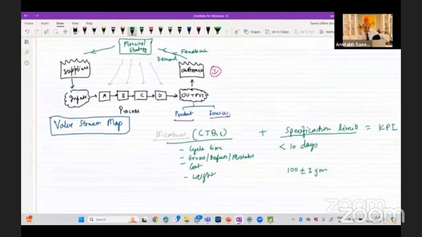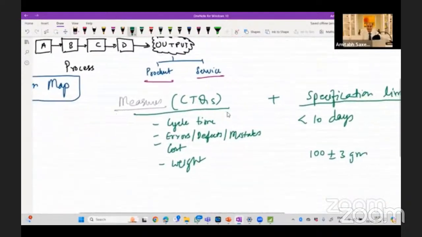Now, whenever you are not within the specification limits set by the customers, you have an opportunity of improvement. So suppose the cycle times are more than 10 days. That's an improvement opportunity. Suppose infection rates are more than specified by the Ministry of Health. That means there is an improvement project. Suppose weight of the chocolate is either more than 103 grams or less than 97 grams. That means there is a potential improvement project.